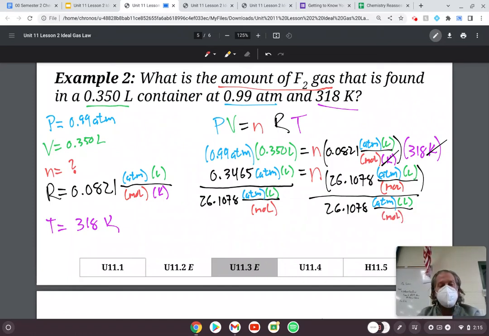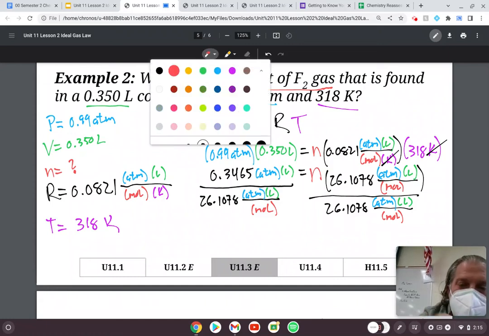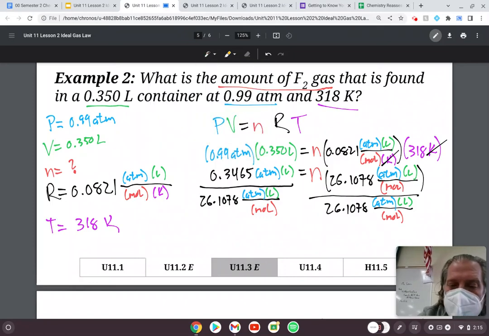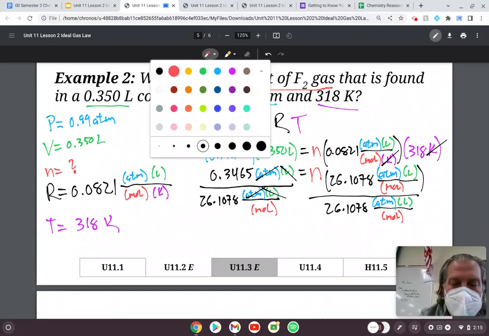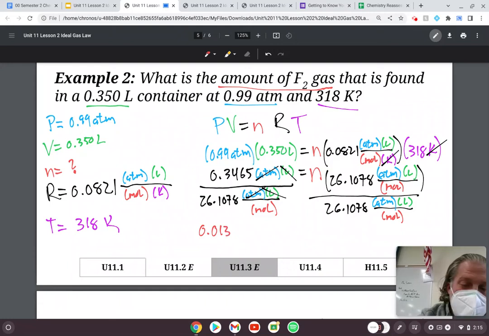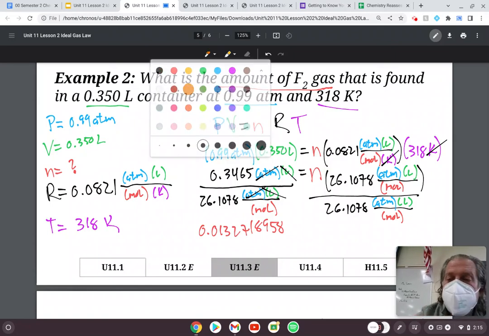And on the right-hand side, that cancels itself out. But on the left-hand side, we're going to do a little bit of division. But hopefully what you'll be able to see here is that the units of ATM and the units of liter cancel out, and I'll be left with the unit of mole. So 0.3465 divided by the 26.1078, I get a value somewhere around 0.013271898.